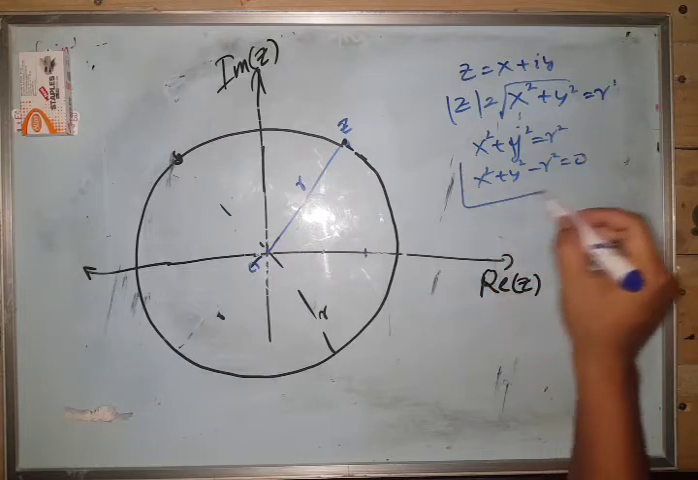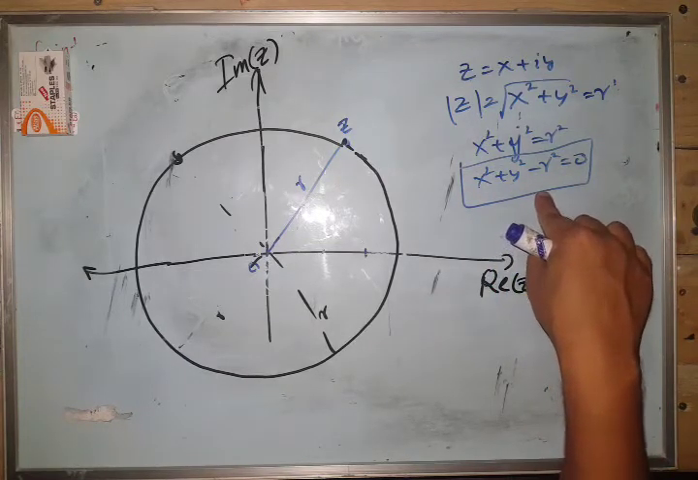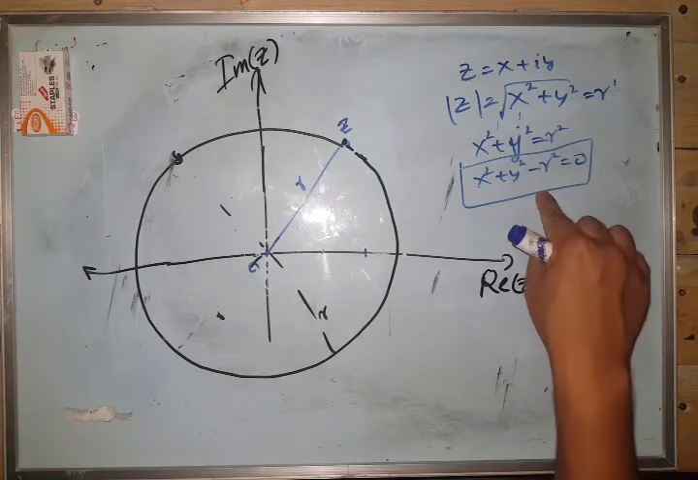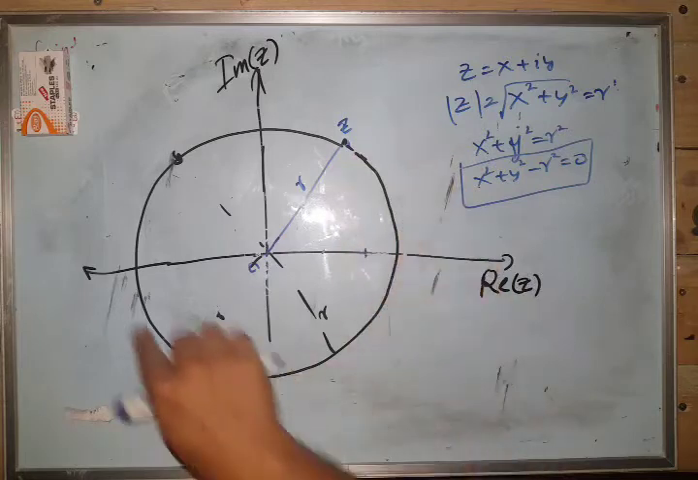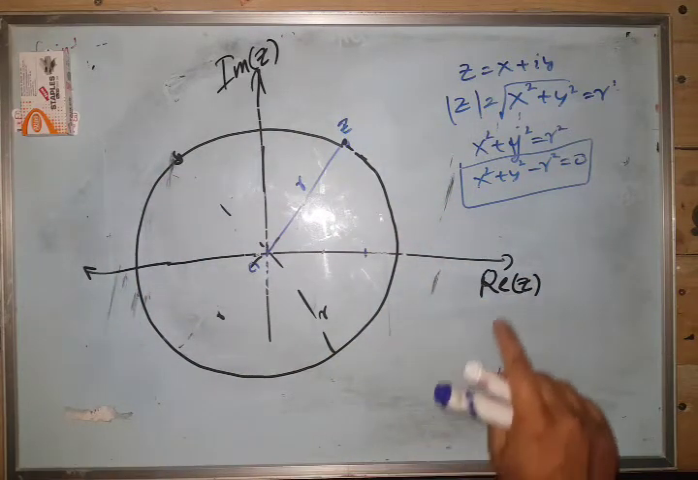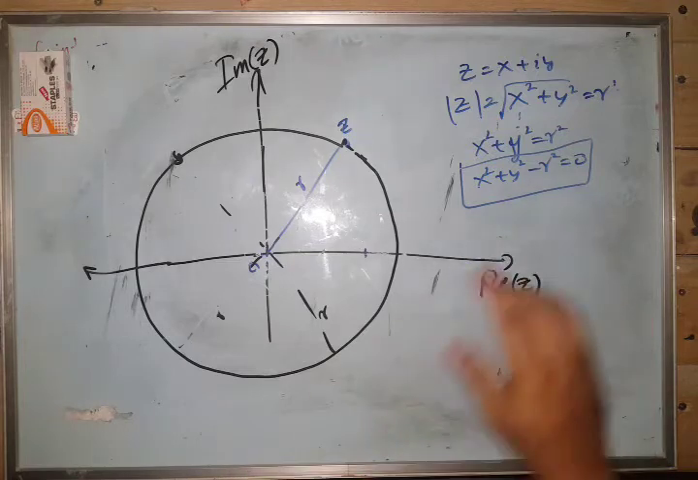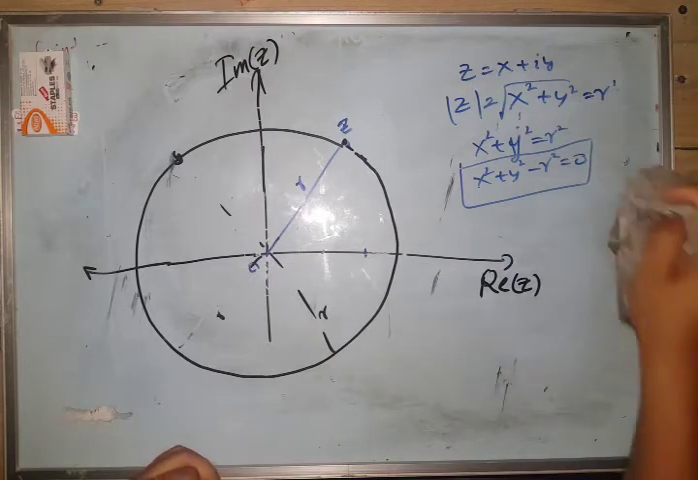Now we already know that this characteristic equation represents a circle which is centered at the origin and has a radius r. So in both cases we get the same thing. You can show this analytically, or you can show it graphically.